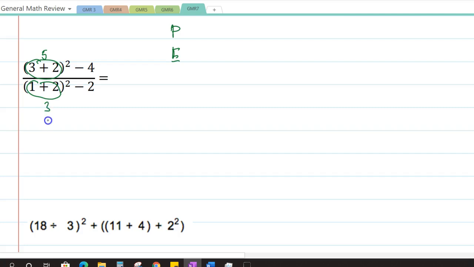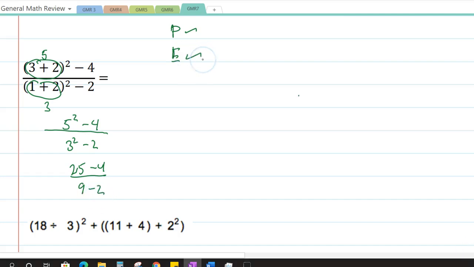Rewrite the problem to keep it looking nice. 5 squared, I no longer need the parentheses because I did everything inside them, minus 4, all divided by, make sure your division sign is long enough, 3 squared minus 2. So parentheses I've done. Next, exponents. 5 squared is 25, minus 4. 3 squared is 9, minus 2.